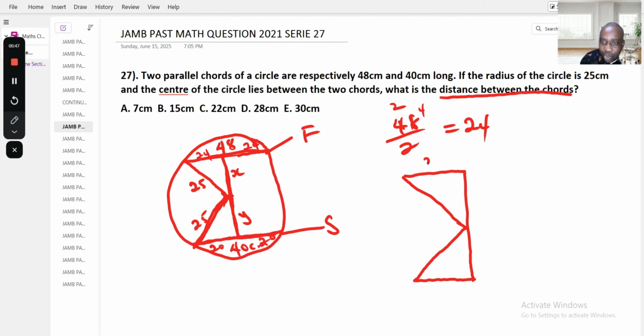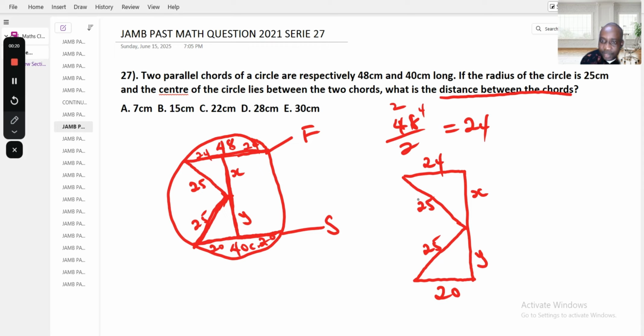It means that here will be 24, because we have divided the chord of 48 into 2. And here will be 20. We have divided it into 2. And here will be the radius, which is 25. And here will be 25. We are going to use Pythagoras theorem to look for the distance between these two chords.